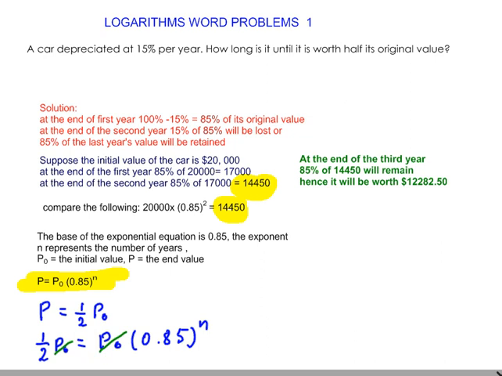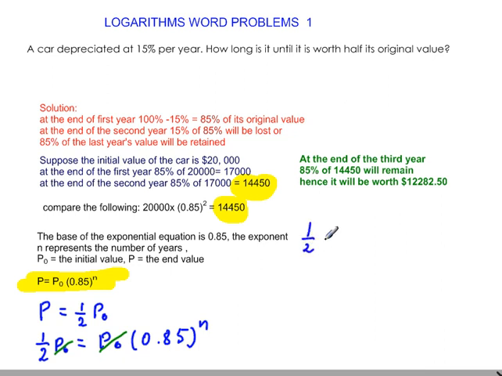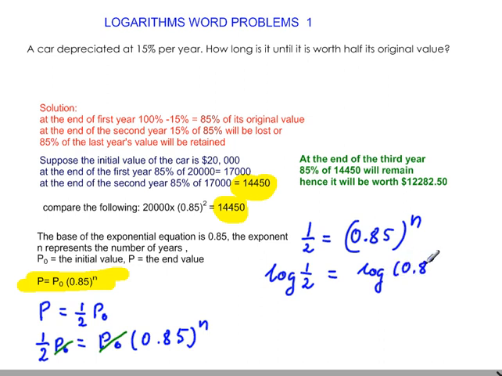So the left side is simply 1 over 2, and the right side is 0.85 to the power of n. So to solve for n, we are not going to use trial and error method. We will apply log to both sides, and we will extract that exponent n in the next step. So log both sides. Log to base 10 of half is equal to log base 10 of 0.85 to the power of n.